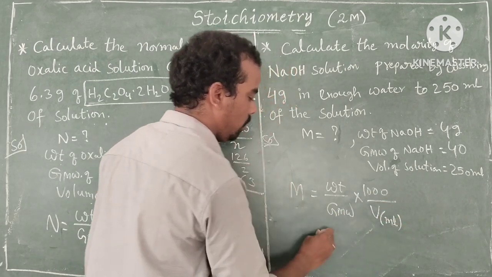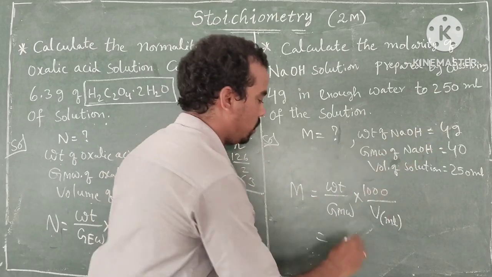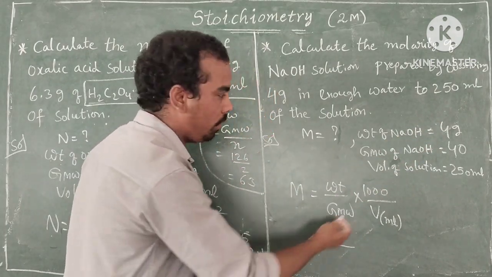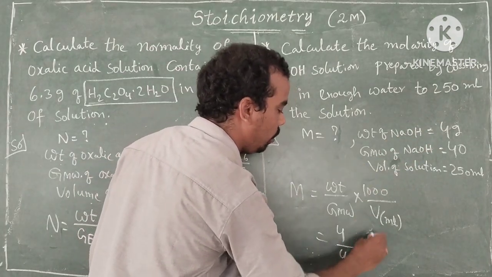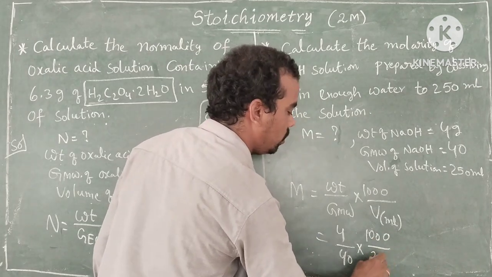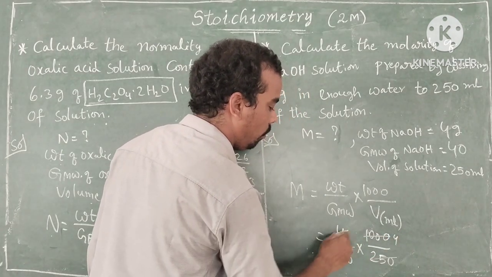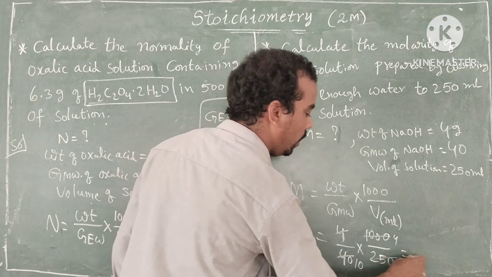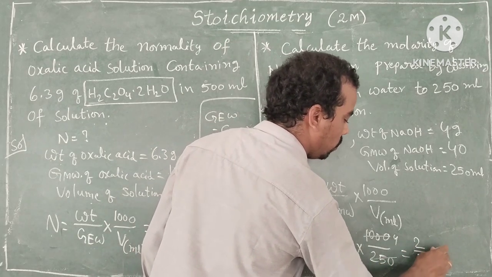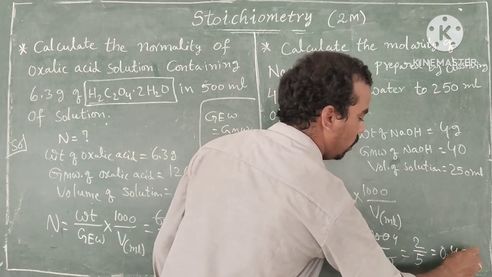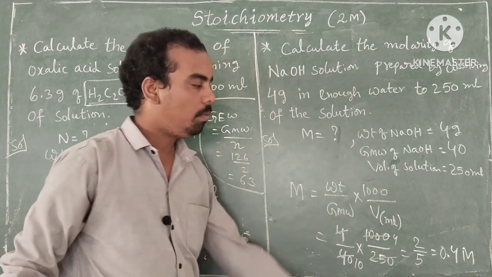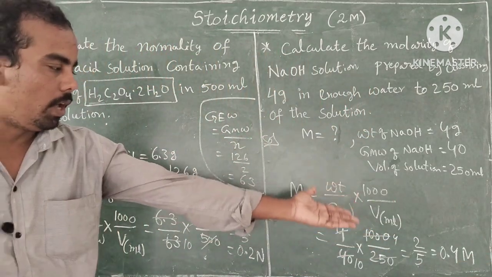So what is the weight given? 4 grams. So 4 by the gram molecular weight of NaOH, 40, into 1000 by the volume of the solution, 250. So 250 in 1000, 4 times. 4 in 40, 10 times. 4 by 10 means 2 by 5. So 2 by 5 means 0.4 capital M, molarity, or moles per liter.